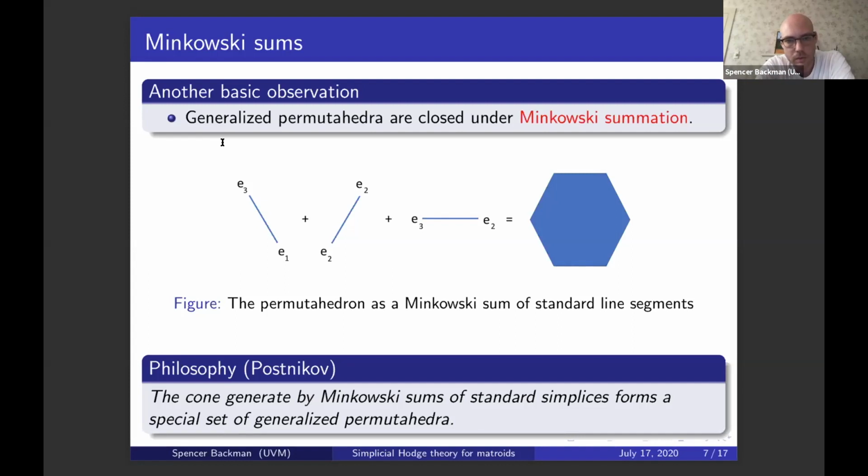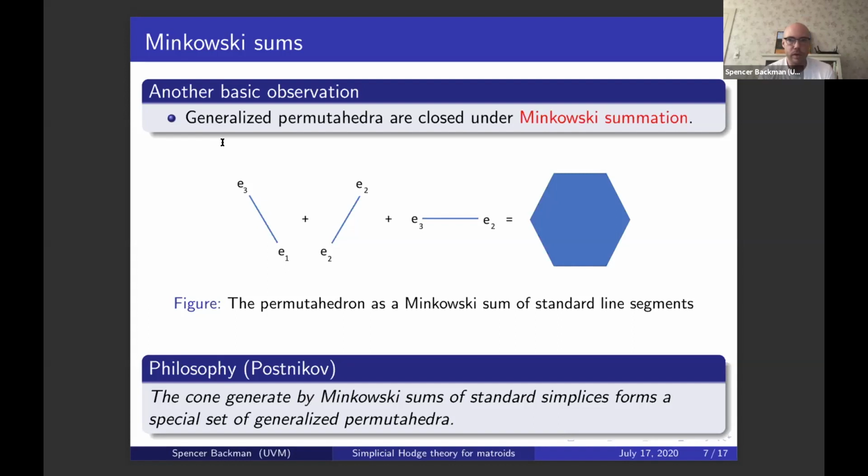So a classic example of a generalized permutahedron which can be viewed as a Minkowski sum of standard simplices is the permutahedron. The permutahedron is going to be the sum of all of the line segments connecting e_i to e_j. So here I've shown the hexagon is the sum of these three line segments.